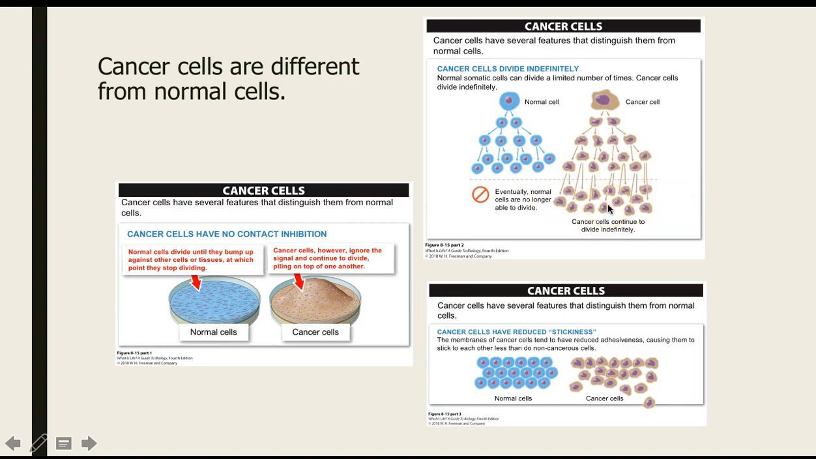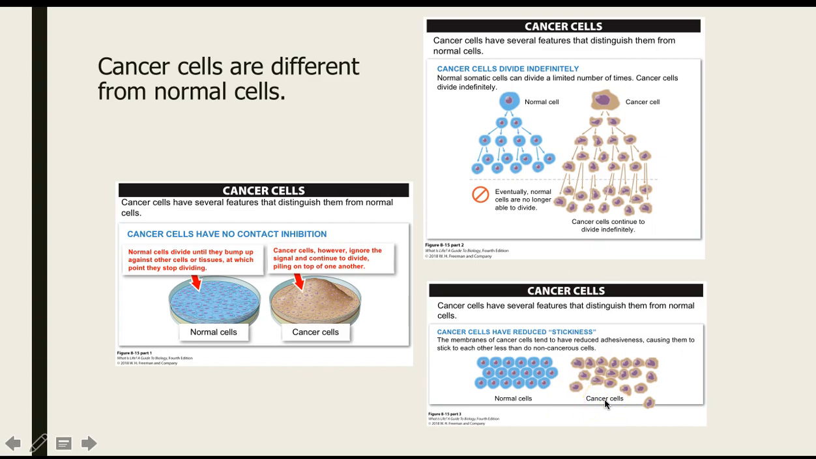Now, when they divide and divide and divide, they're doing it so fast that they're not spending a lot of time in G1. And remember, G1 has to do with growth. So cancer cells are actually a bit smaller than regular cells because they are just dividing so fast.